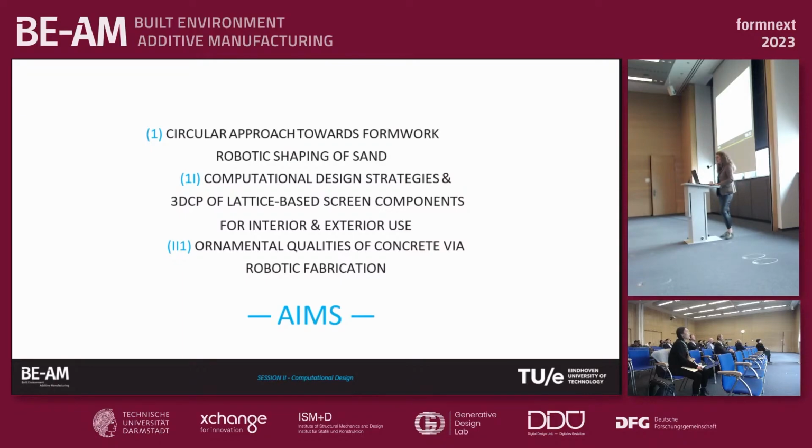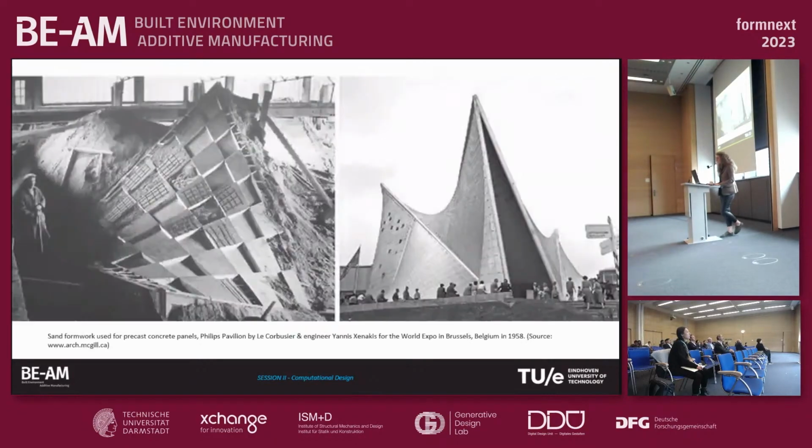So we had 3 declared aims. It's very weird that the font changed in terms of the numbering. So the first one was a circular approach towards formwork, where we were focusing on the robotic shaping of sand. The second aim, developing computational design strategies and 3D concrete printing of lattice-based screen components for both interior and exterior use, and an investigation into the ornamental qualities of concrete via additive manufacturing.